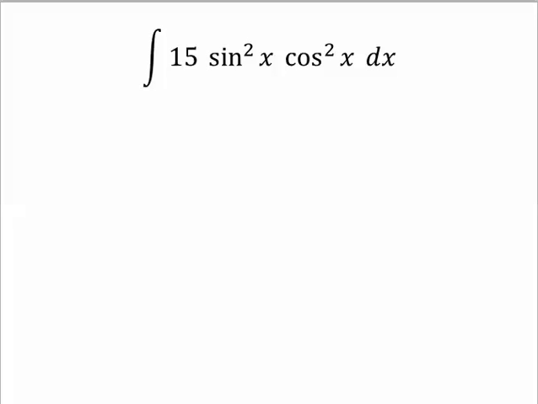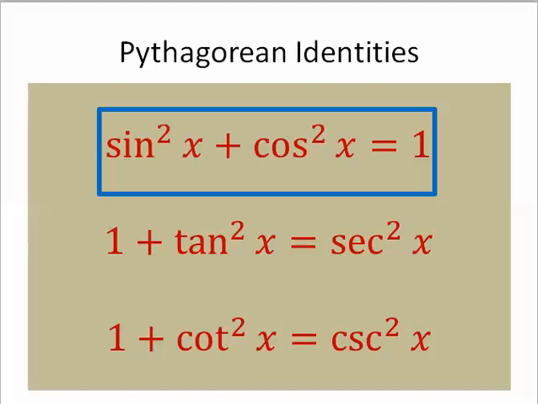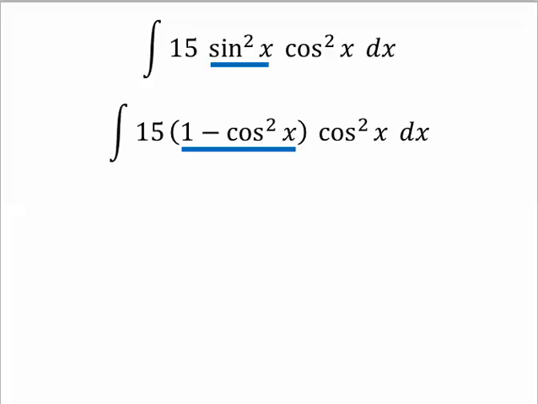Find this trig integral. To do this integral, we're going to first start with a Pythagorean identity. So instead of sine squared, I'm going to use 1 minus cosine squared.